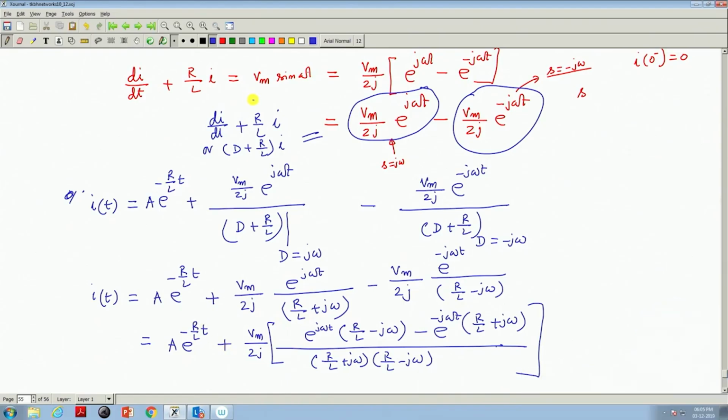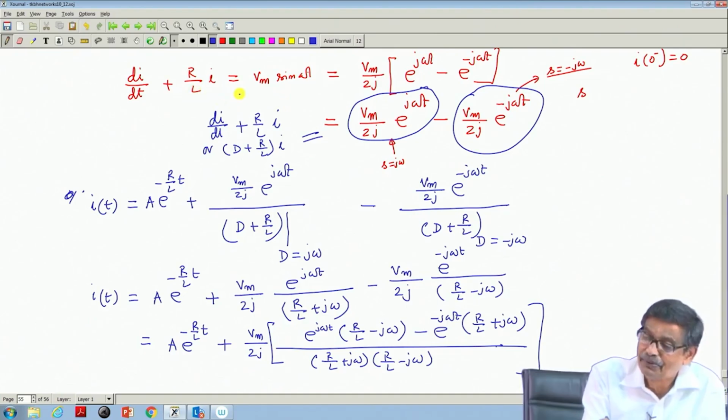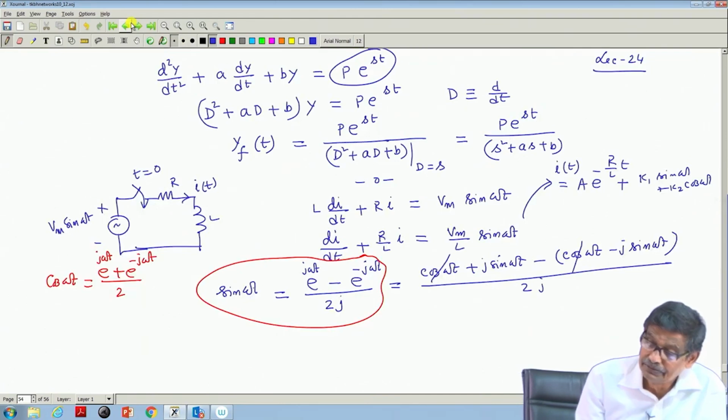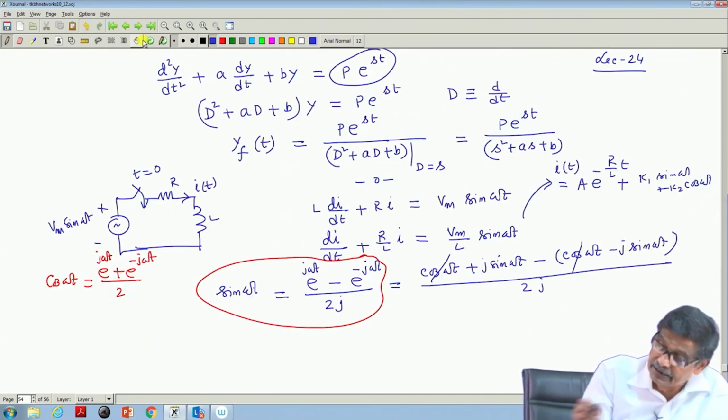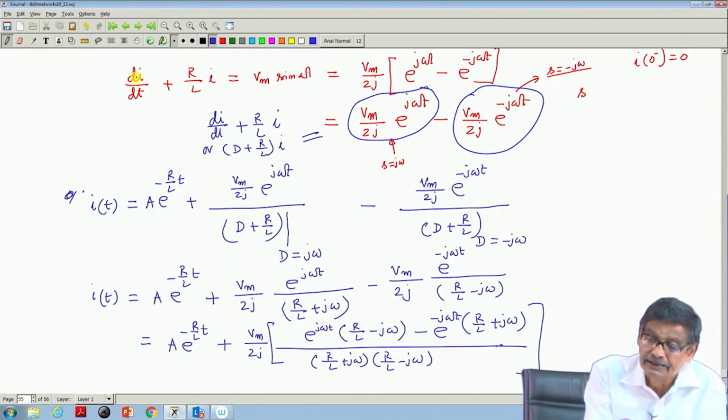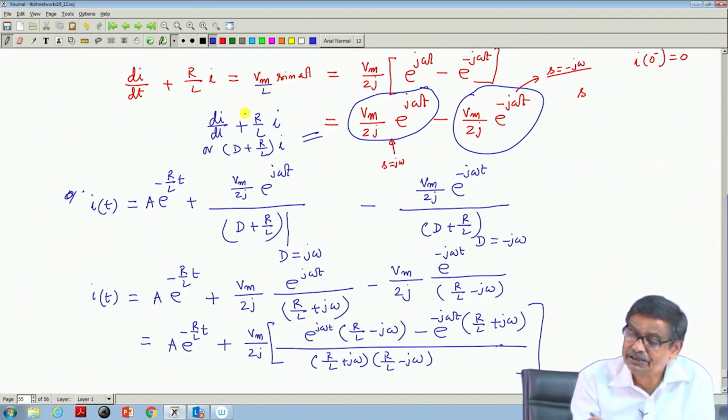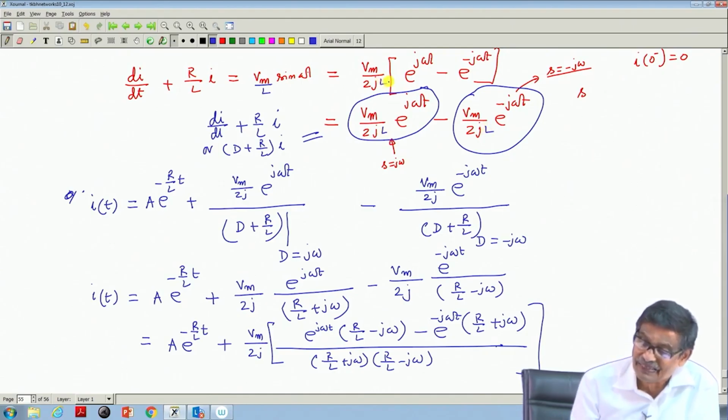One thing I missed here. See, I divided by L, got the point, is it not? This was the differential equation I started with, you should be careful. See, di by dt plus R i by L. So, here that L term was in the V m by L. So, everywhere it was L. Got the point? So, you should be careful.